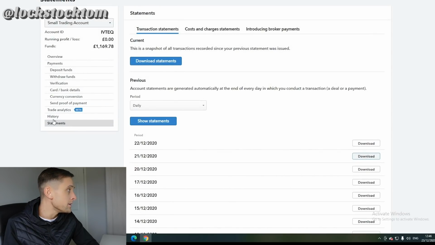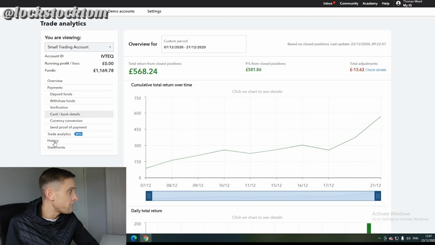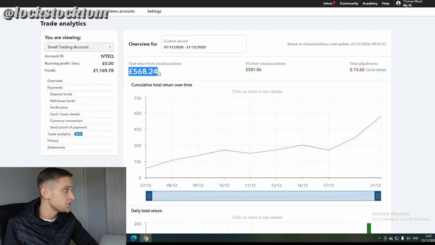So if we want to go into trade analytics, this is the good thing about IG Index. It shows you exactly what you've done and your trades and everything else. So if I click on trade analytics, which is here, I've got my custom date set from the date that I completed this challenge. As you can see, my total return from closed positions is £568.24, starting with 531. So we more than doubled our account between the 7th and the 21st.